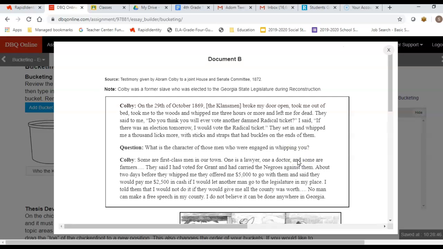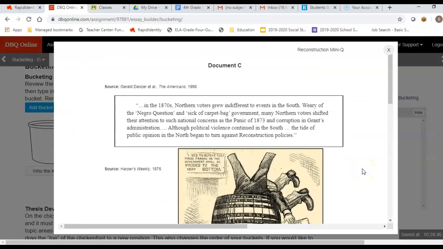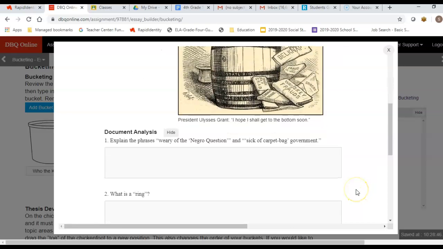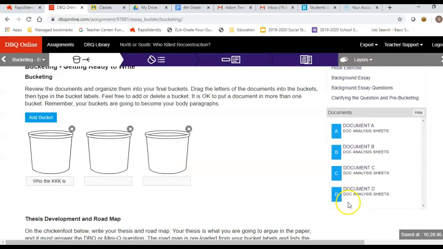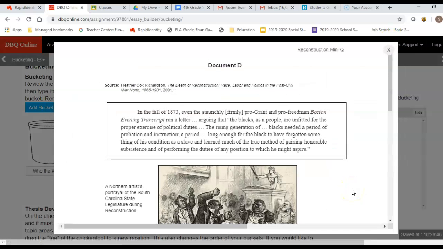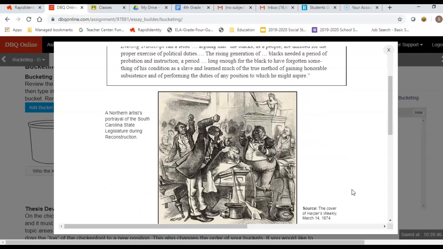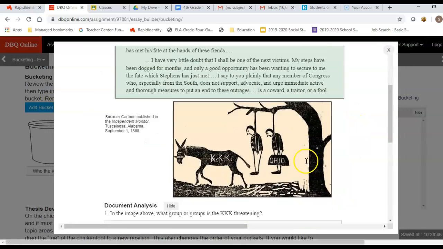The Klansman broke my door open. This is from a former slave. This one talks about, remember we talked about this very well in the live session on Friday, about Grant in his presidency. And then the last one, this talks about how African Americans were portrayed.